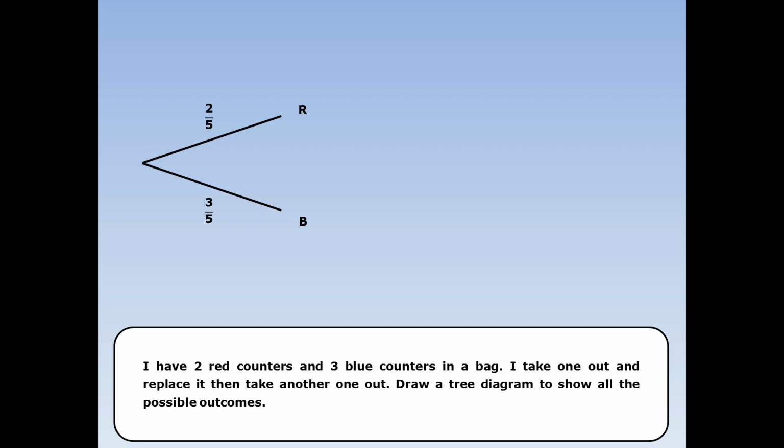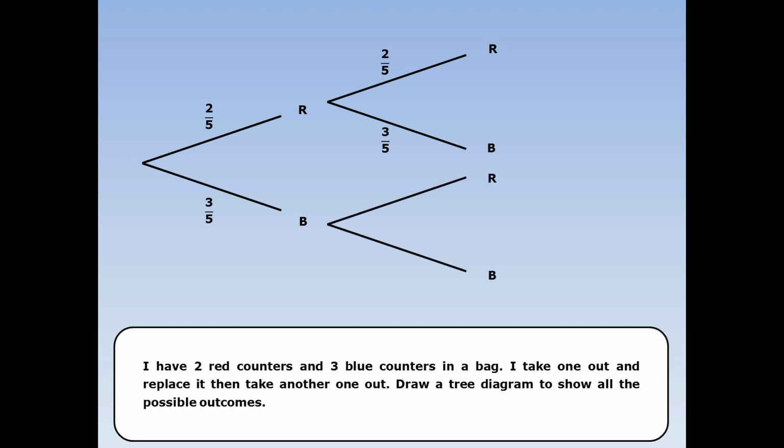If on the first counter I got a red, the second counter I could get a red or a blue again, and the probabilities are the same. It's 2 out of 5 for a red, 3 out of 5 for a blue. If I pulled out a blue for the first counter, for the second counter I could get a red or a blue again. And the probabilities are 2/5 for a red and 3/5 for a blue.